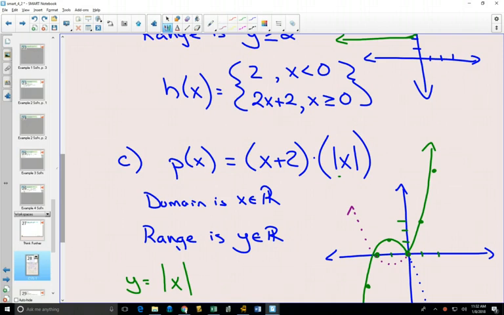Questions for practice after this one are 3, 5, and 10.